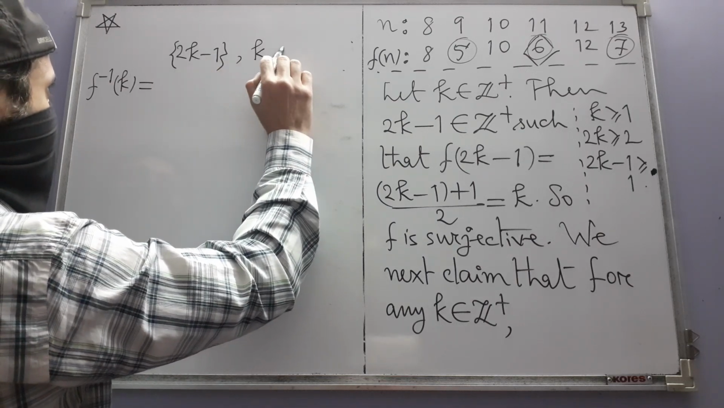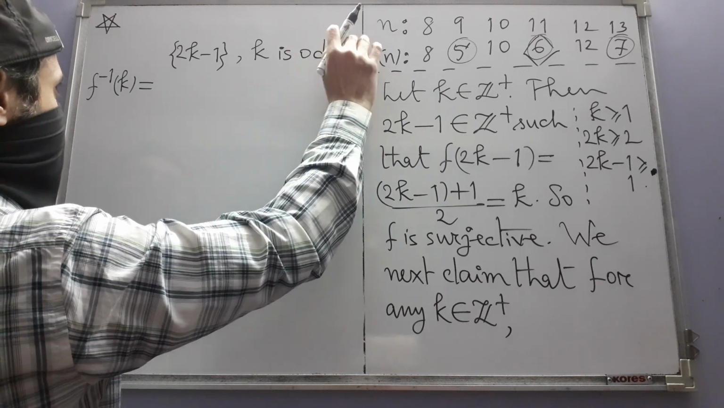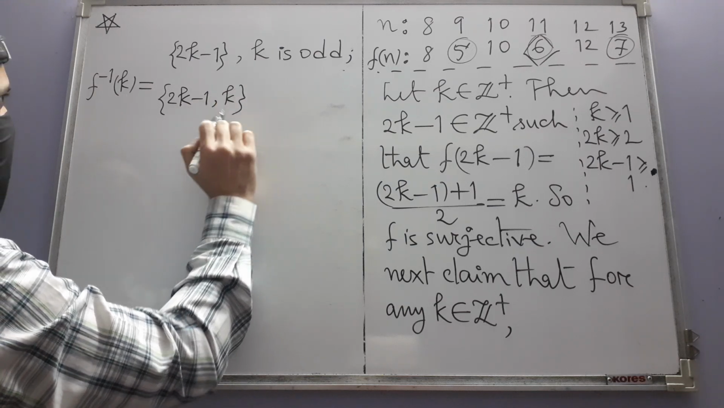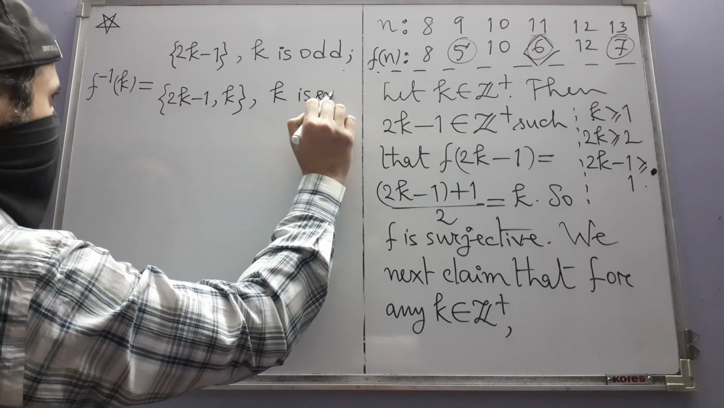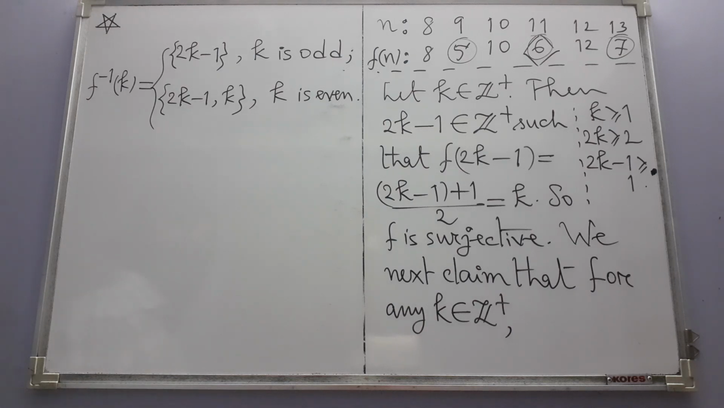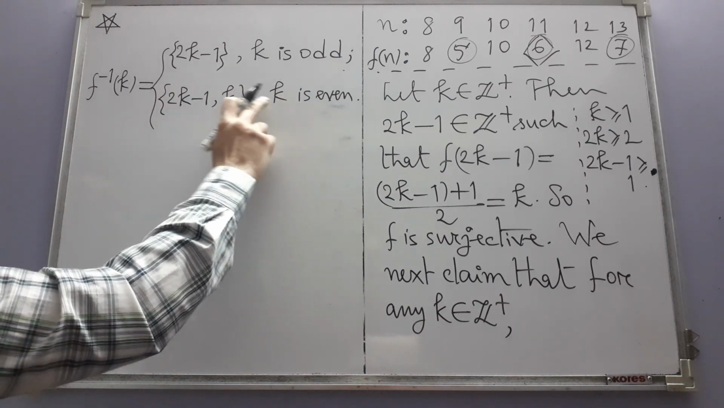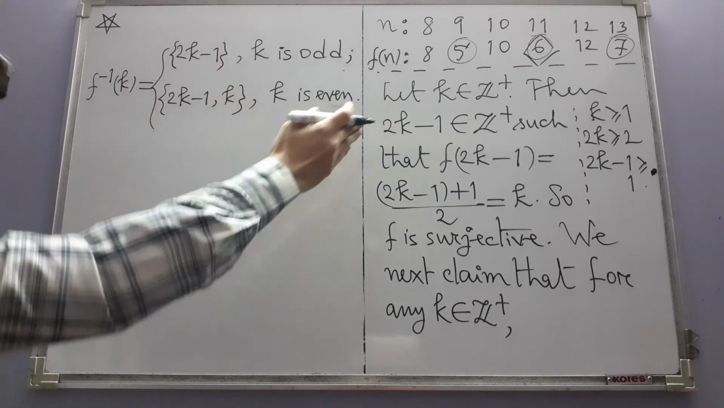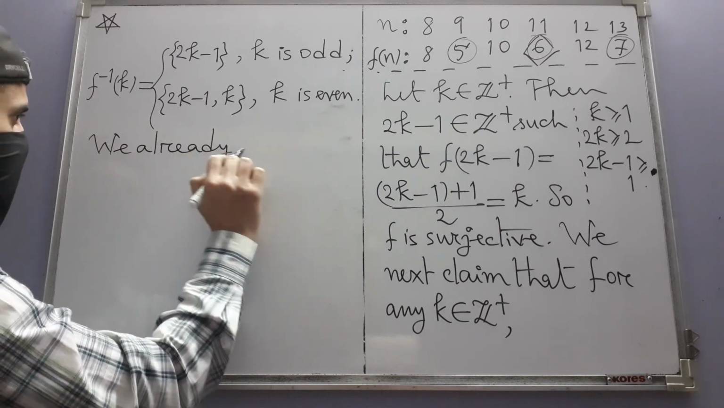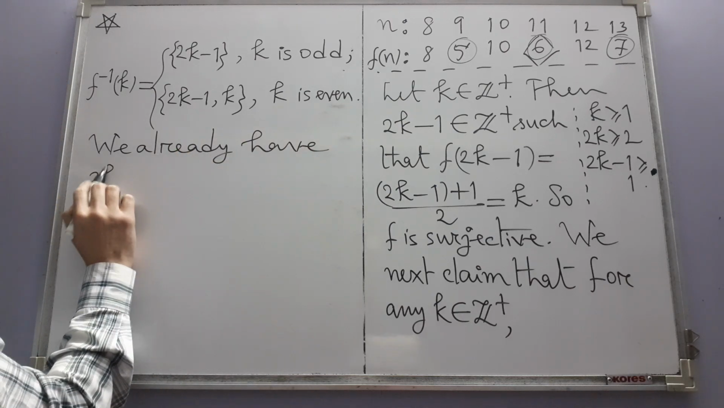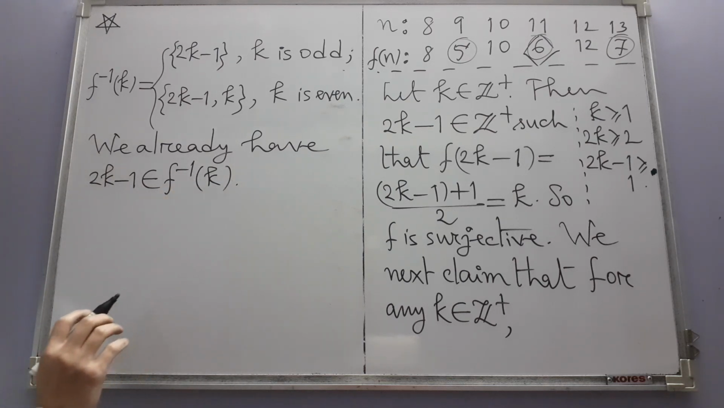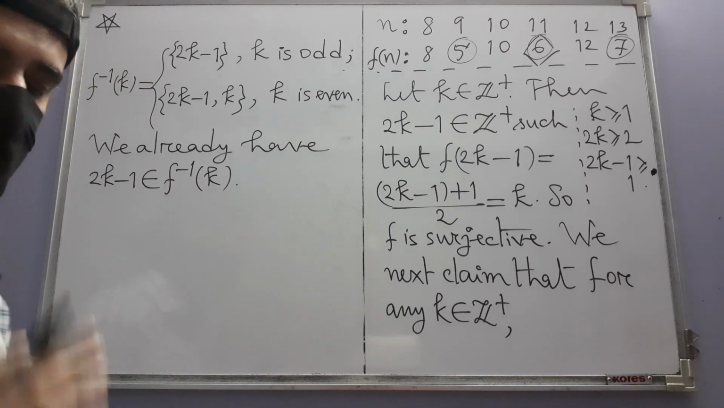If k is odd, {2k minus 1}, and {2k minus 1, k} if k is even. This is our guess. Okay. Note that in both the cases we do have 2k minus 1, which actually we have proved also. We already have 2k minus 1 in f inverse of k, regardless of the parity of k, whether k is even or odd, this is always the case.